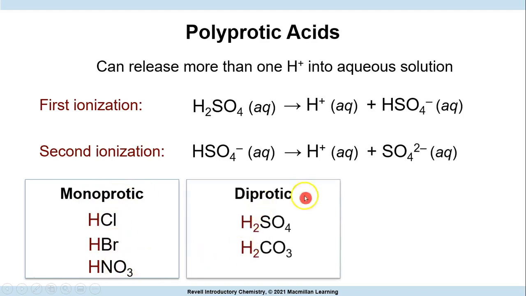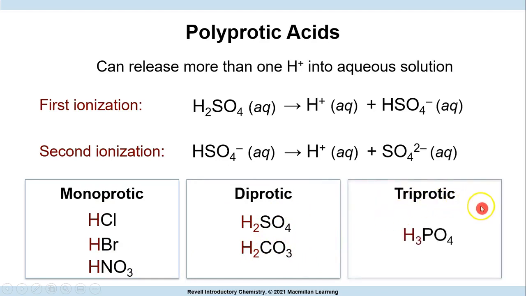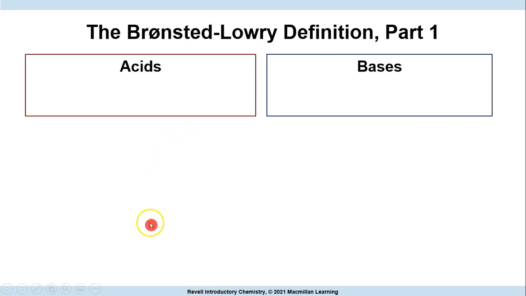So diprotic acids are the ones that contain two hydrogen ions. So we have sulfuric acid and we have carbonic acid. We also have triprotic acids. Triprotic acids have three protons that they can release into solution. So any acid that has more than one proton that can be released is called polyprotic. And the acid that has just one is called a monoprotic acid.